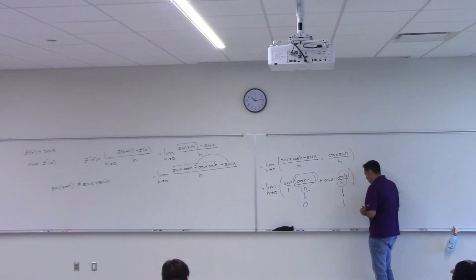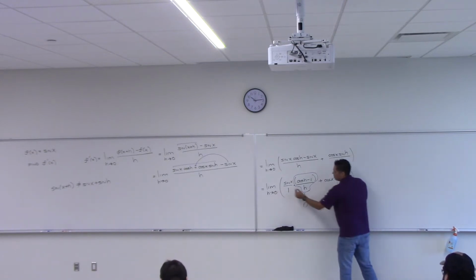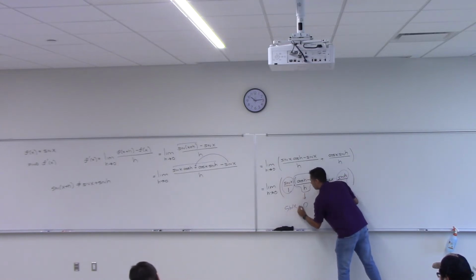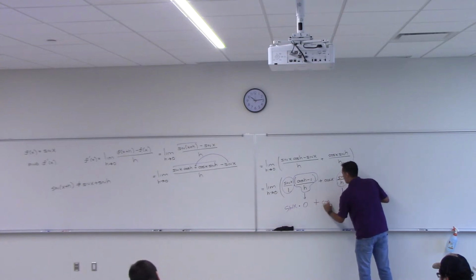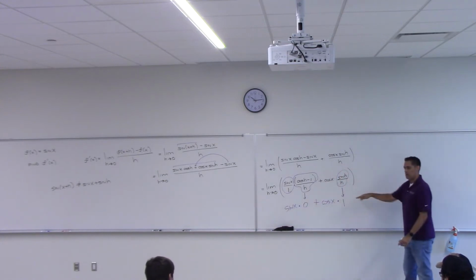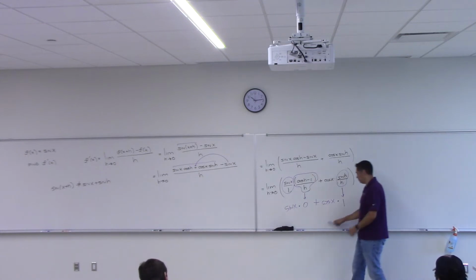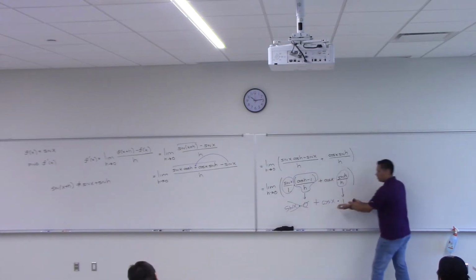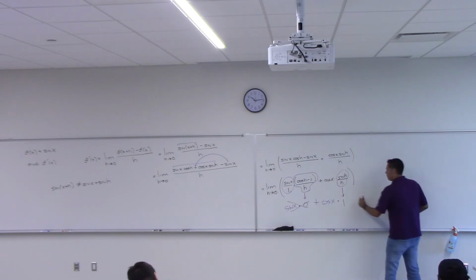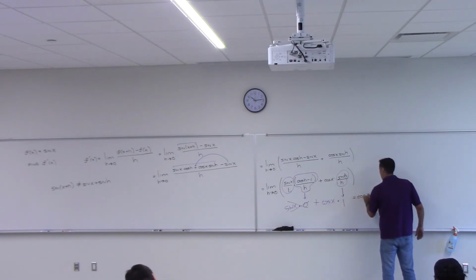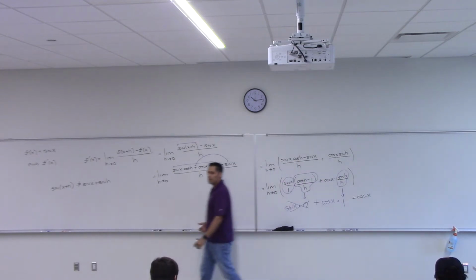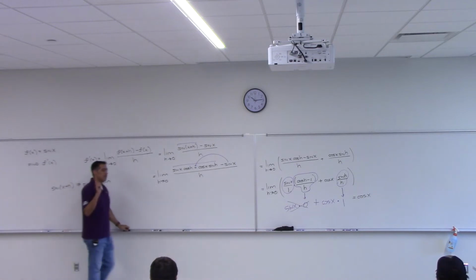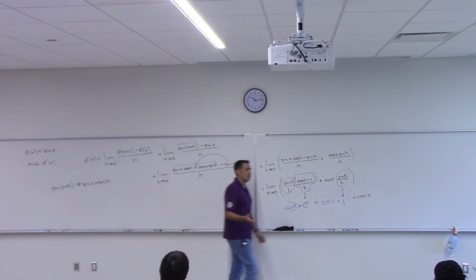So what you have here is this sine x right here times 0, plus then you have cosine of x times 1. And so your answer is cosine of x. And that's what we said the derivative of sine was, right? Yeah? So the derivative of sine of x is cosine of x.